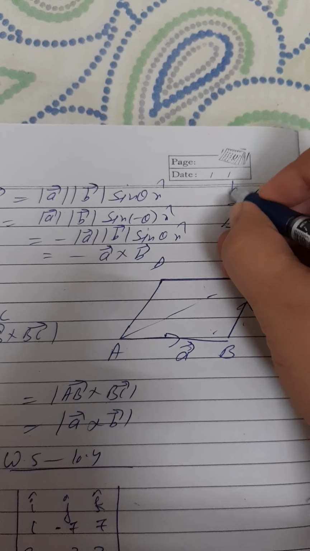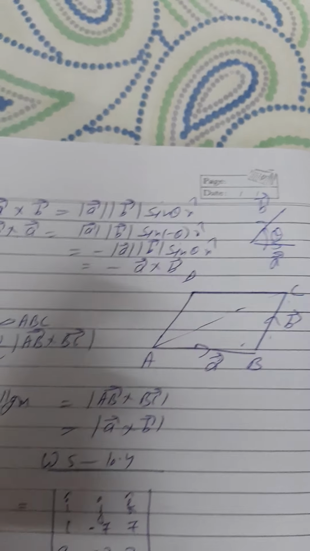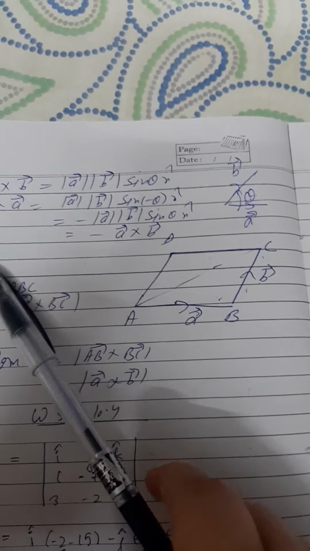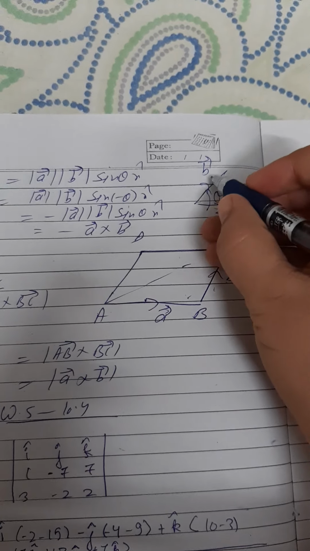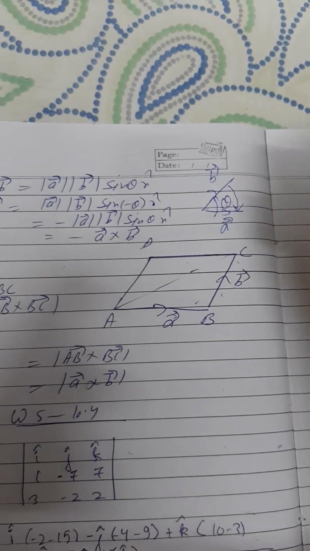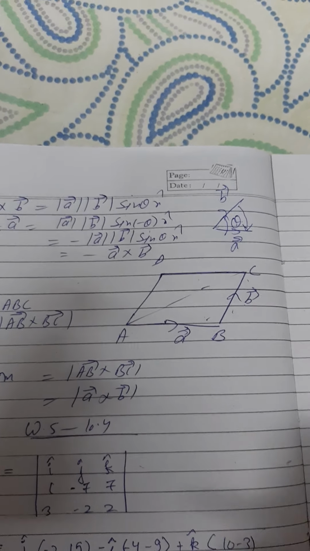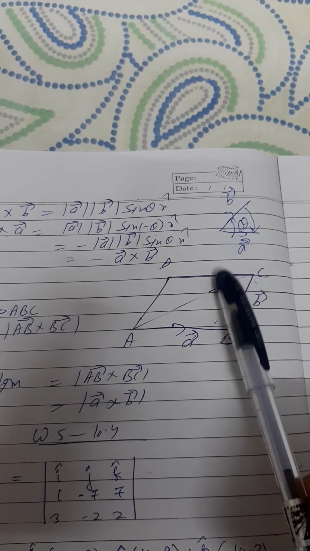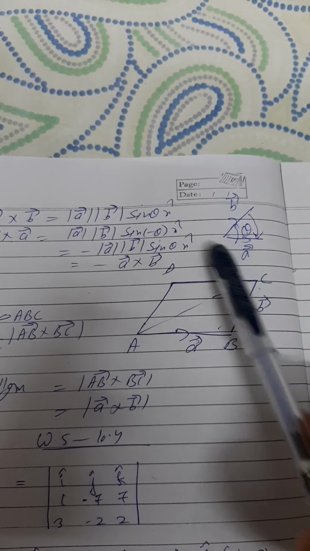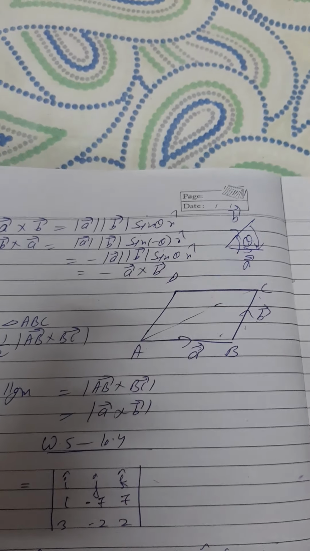This is A and it is B. This angle is theta, A cross B. But when we write B cross A, we have to take the angle in this direction, clockwise, and then the angle becomes minus theta. The direction of the angle changes; it becomes clockwise. In anticlockwise we take a positive angle, and in clockwise direction, negative.